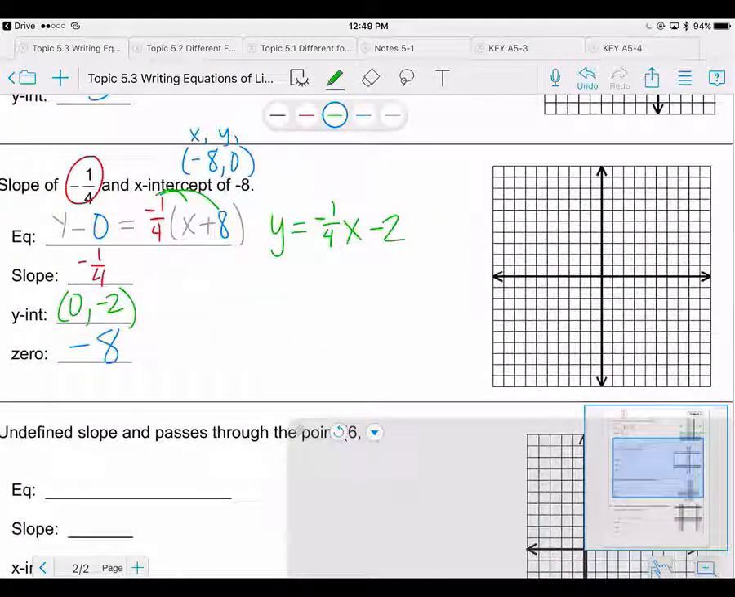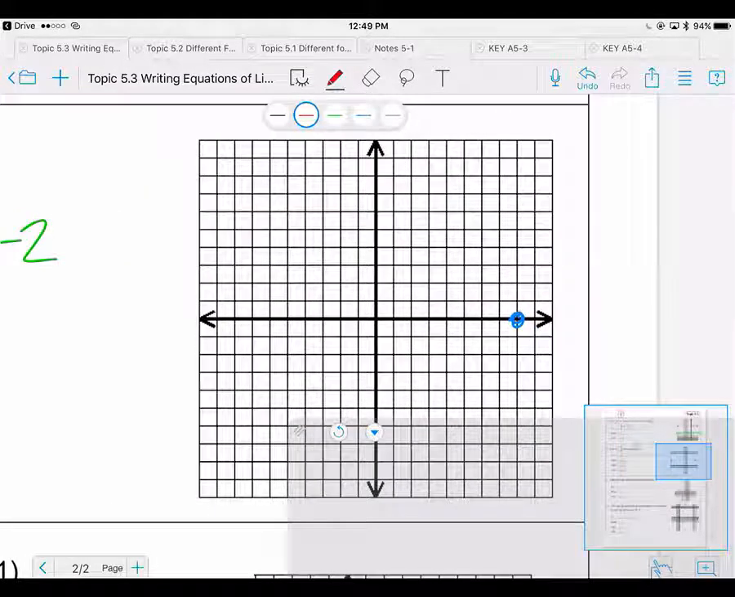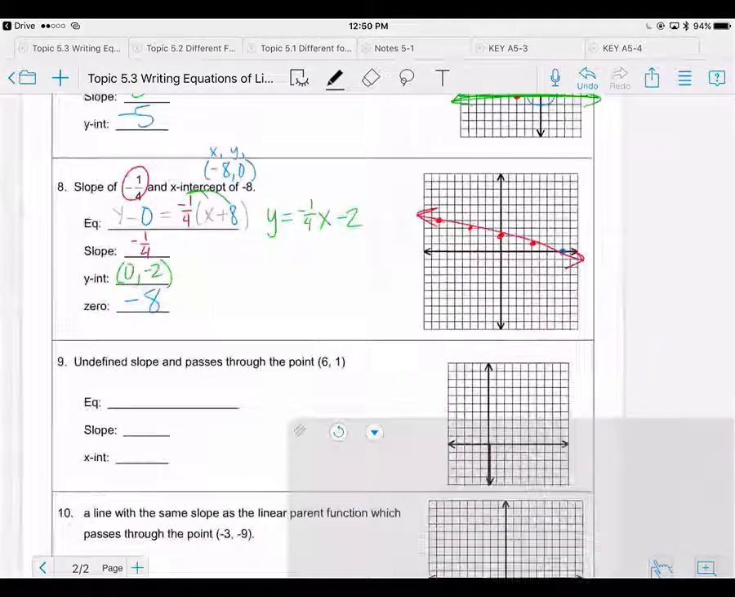We can also plot the point x equals -8. Slope of -1/4 means down 1, right 4, but we can't do that, so we can also go up and to the left, up and to the left, up and to the left. So for problem 6, we were given the slope and an x-intercept, so point and slope. You can plot your point and use your slope to continue. You can also use point-slope and convert.